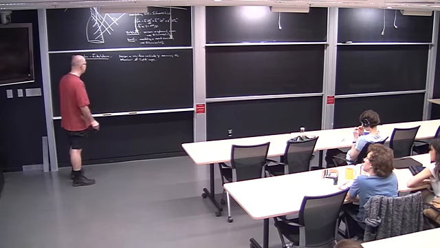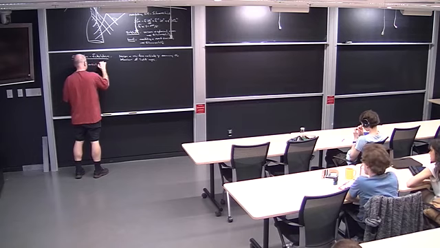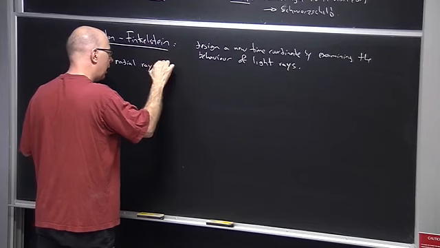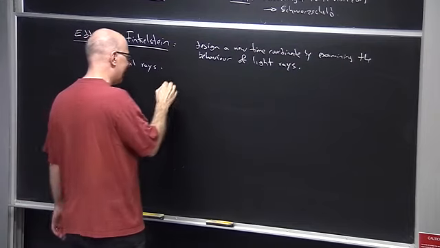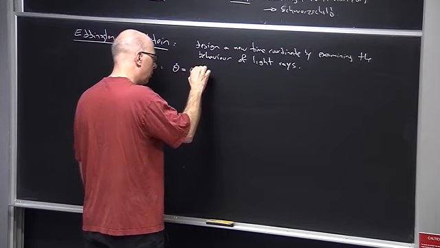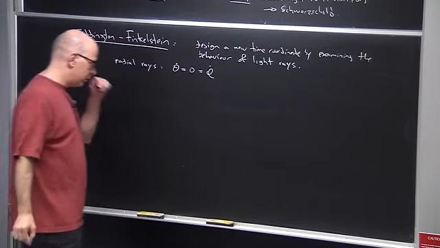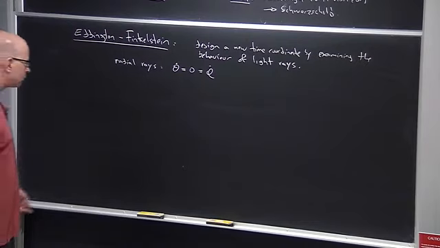So what I'll be looking at here are radial light rays. What I mean is that they only propagate in the radial direction. They don't propagate in the angular direction. So for those light rays, theta dot is going to be equal to 0, and phi dot is going to be equal to 0. So they only move with time, and they only move in the radial direction.